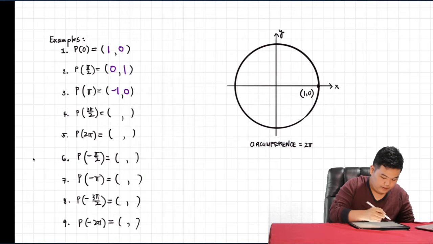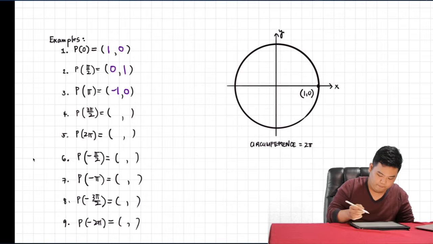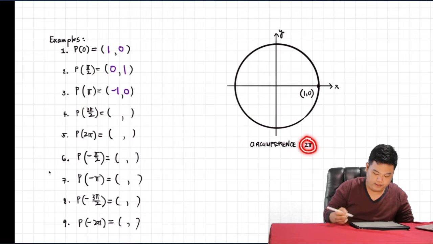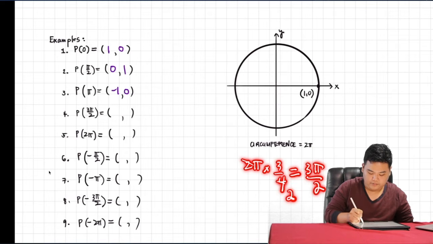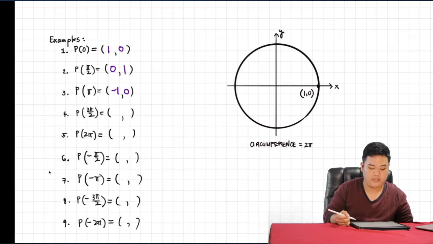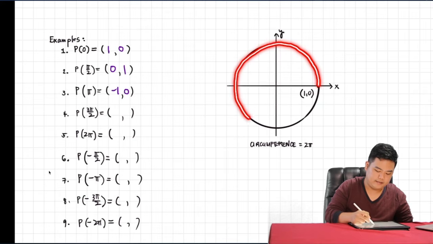Okay, number 4. How about 3 pi over 2? So, this 3 pi over 2 is what part of 2 pi? I think it's 3/4 because 2 pi times 3 over 4, we get 3 pi over 2. So, yes. So, 3/4 nga siya ng unit circle, ng circumference ng unit circle. So, ilolocate natin yun from (1, 0) counterclockwise. So, dito tayo mag-end up. And this point is (0, -1).